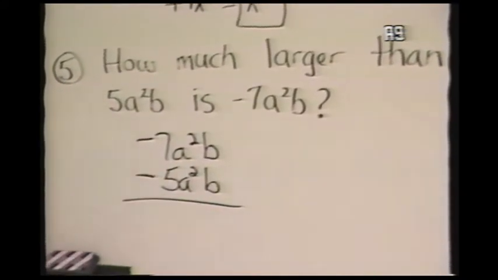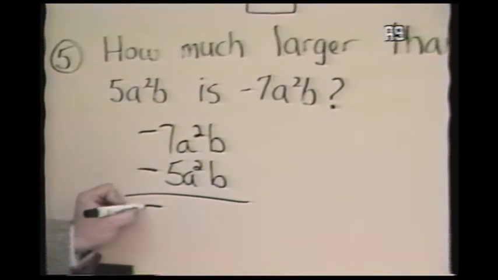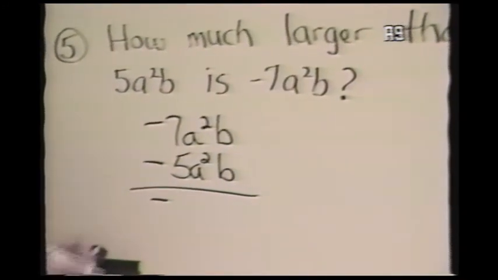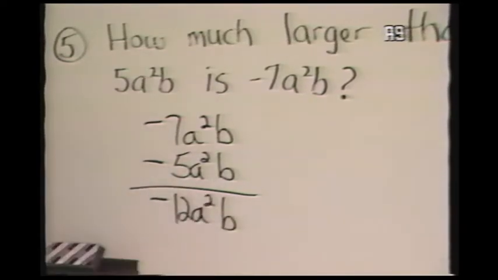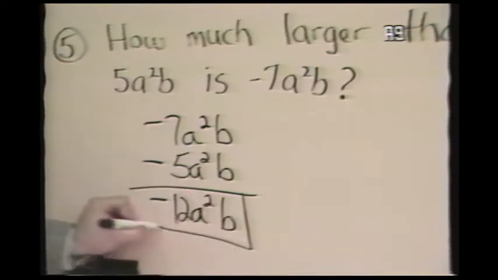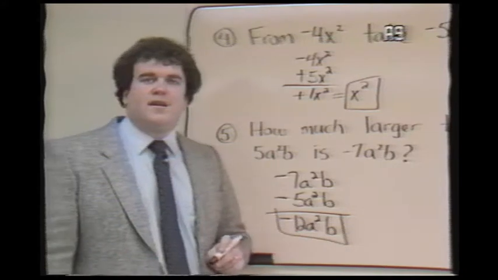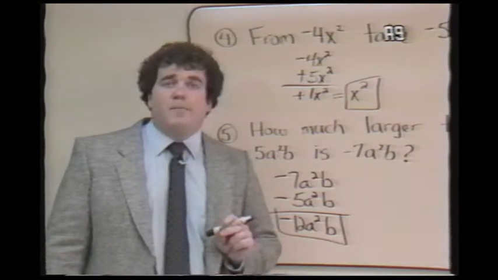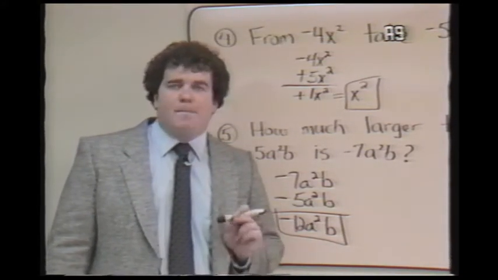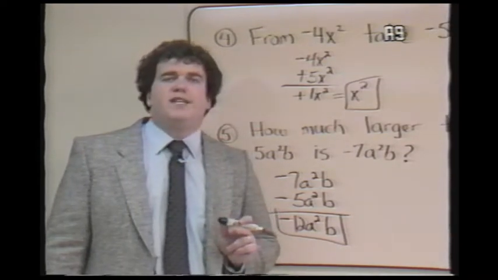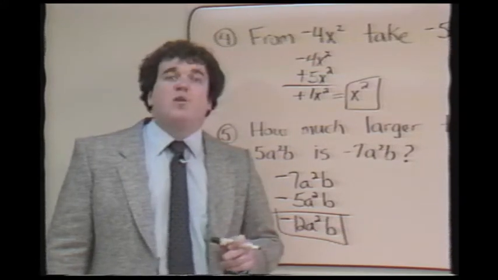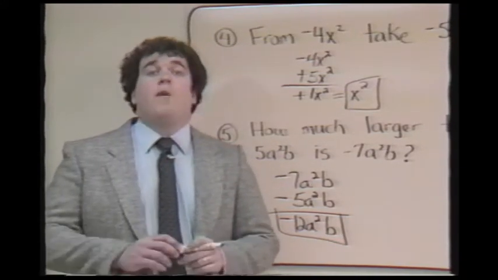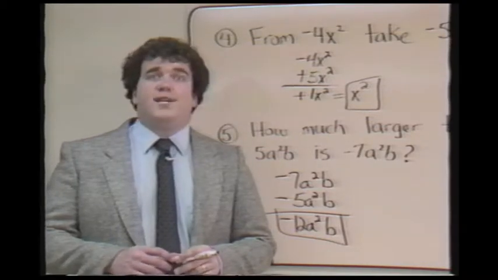Change the sign of the bottom term and follow the rules of addition. My answer will be negative. I add their absolute values, and I get negative 12a squared b. So there it is. When subtracting monomials, I want you to change the sign of the bottom term and follow the rules of addition. Now, your Video Tutor Workbook has 5 problems where you can subtract monomials. I want you to give those problems a try and see how you do. Good luck.